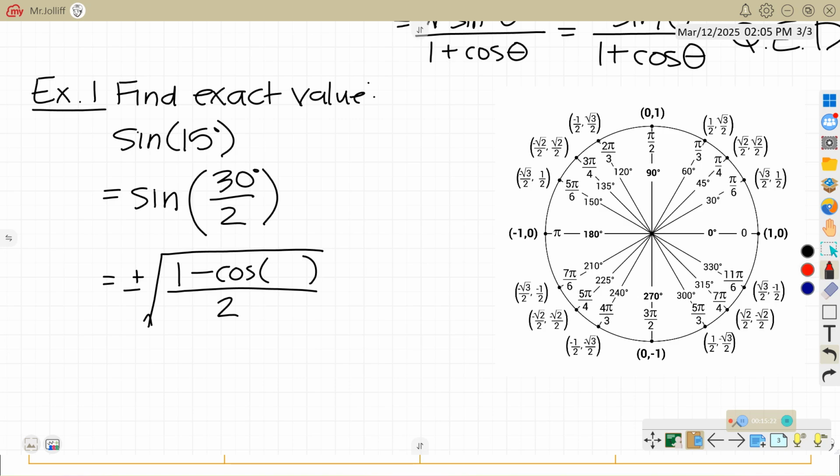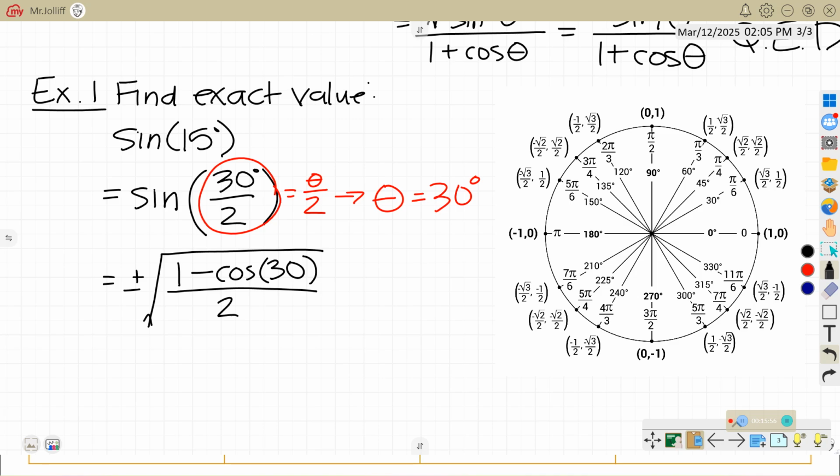So remember that if I have sine of theta over 2, I get cosine theta. This is my theta over 2. What is my theta? What's in the numerator of that fraction? 30. Which means here should be 30, not 15. That was the whole point of doing this.